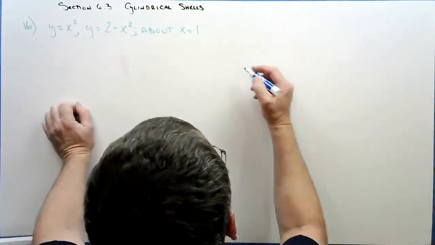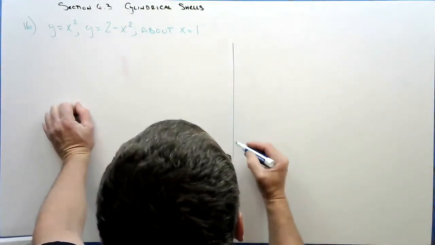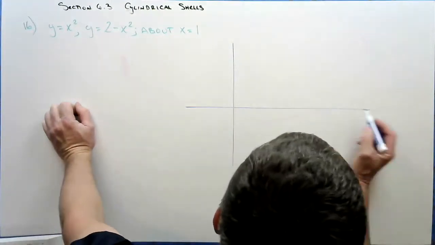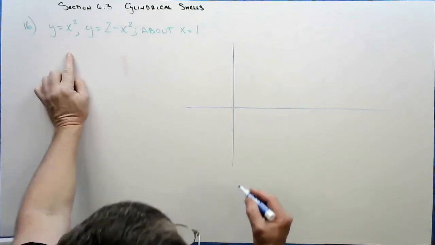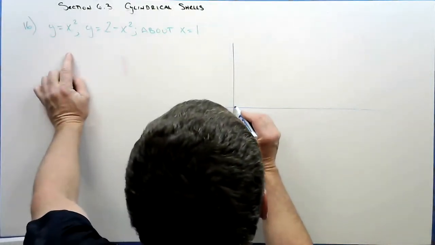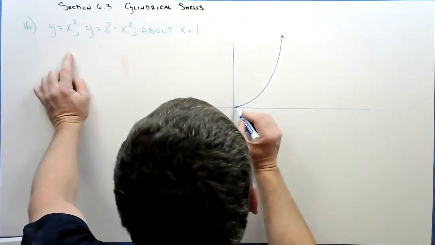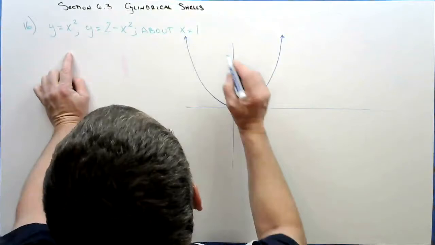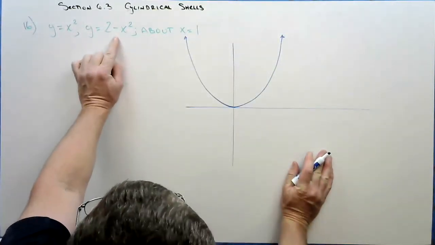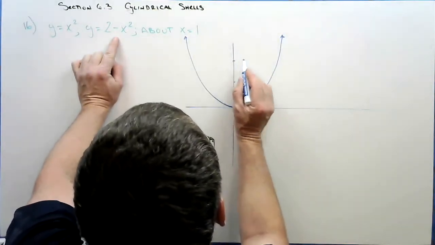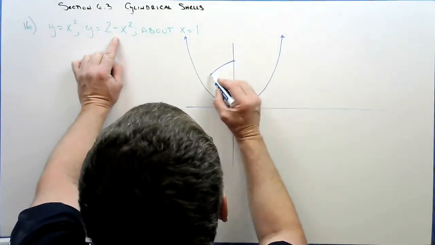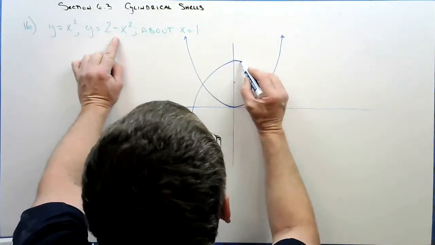So we're going to go about x equals 1. So we'll make it bigger over here. So when we spin it around x equals 1, we can get our whole picture in here. First, we have y equals x squared, right? That's our parabola that opens up. It goes like this. And then we have 2 minus x squared, right? That parabola is up here at 2 and it opens down. So it goes like this.